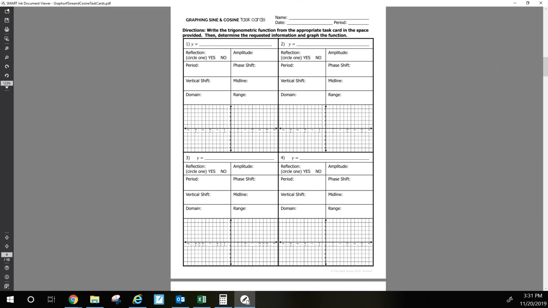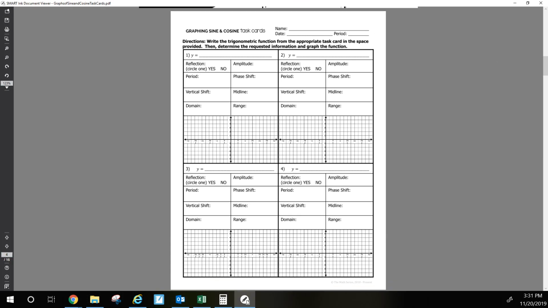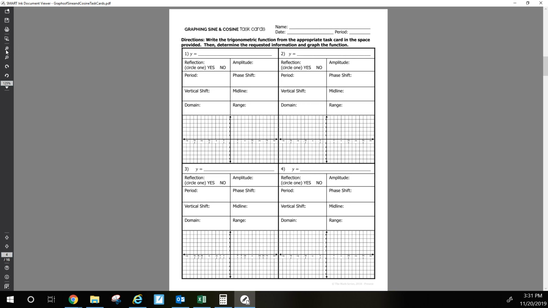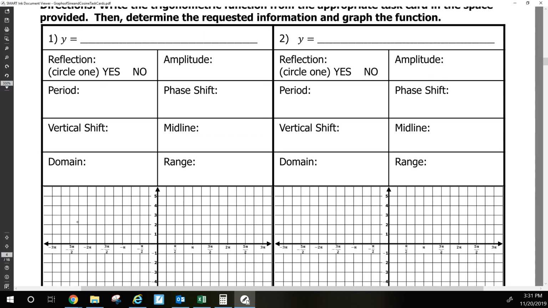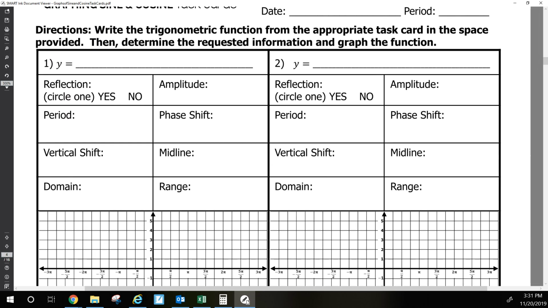PreCalculus. Welcome to graphing sine and cosine task cards. This is what you guys did today in class. So hopefully you're taking a second to check to make sure you got it right. And also hopefully everything you got was right.